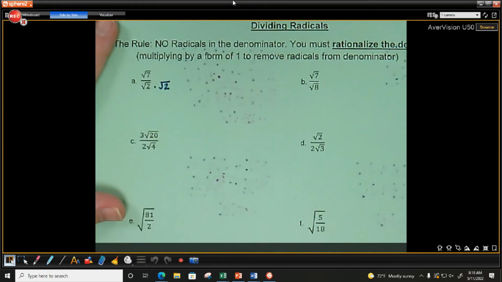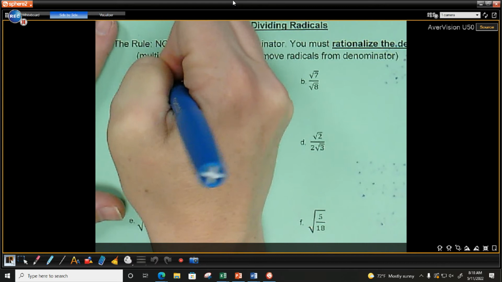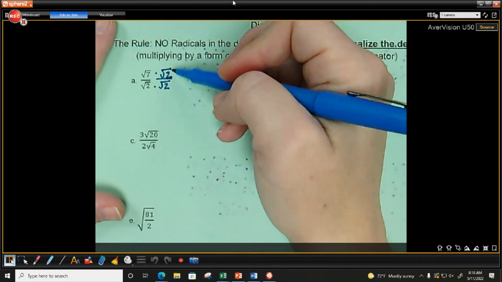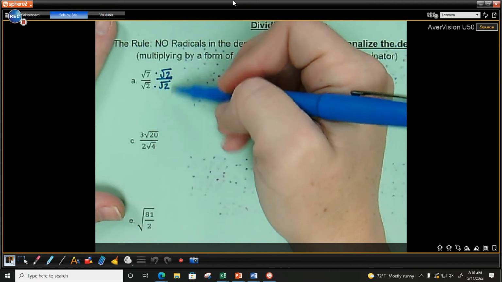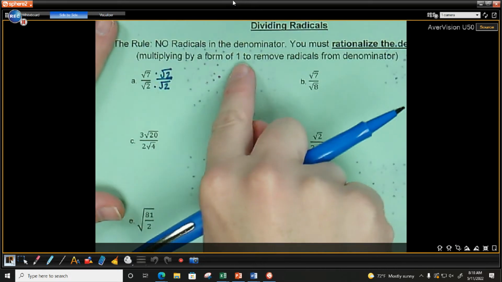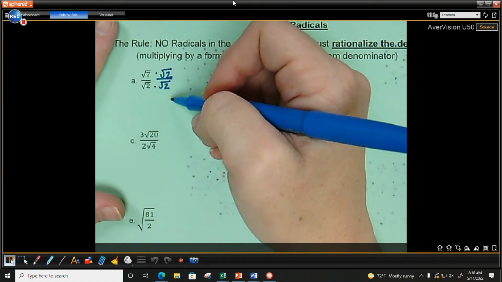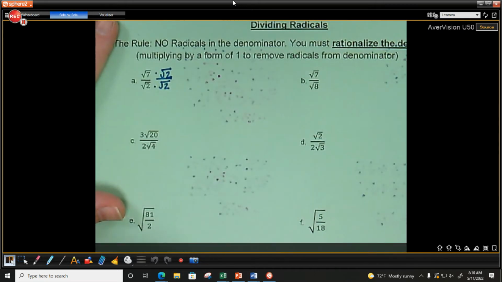But if I just multiply the bottom by root 2, that's no longer an equivalent fraction. But if I also multiply the numerator by root 2, anything divided by itself is just what? 1. When you multiply by 1, are you changing things? No. So this is what it means by you're multiplying by a form of 1. This doesn't say 1, but root 2 over root 2 is equivalent to 1. Okay? Are we okay with why we're multiplying by root 2 and not root 7? You're allowed to have a root 7 in the numerator. You're allowed to have a square root in the numerator, just not the denominator.